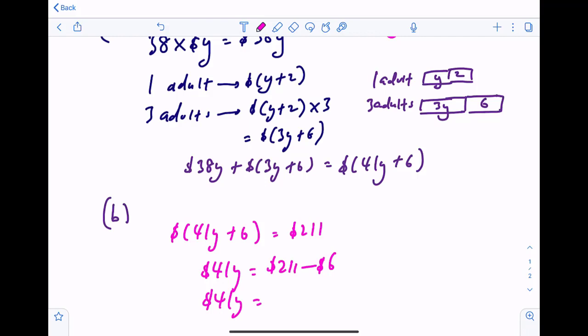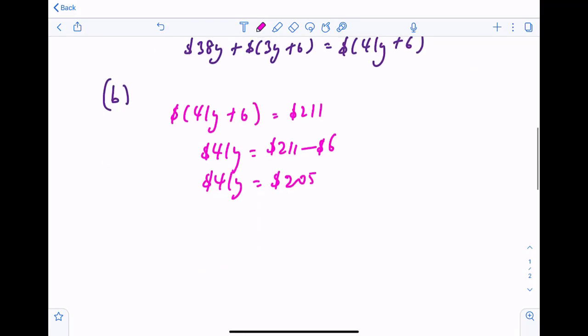41Y will be equals to $205, and Y will be 205 divided by 41, which will give us the cost of each child's ticket. 205 divided by 41, answer is $5 for each child's ticket.